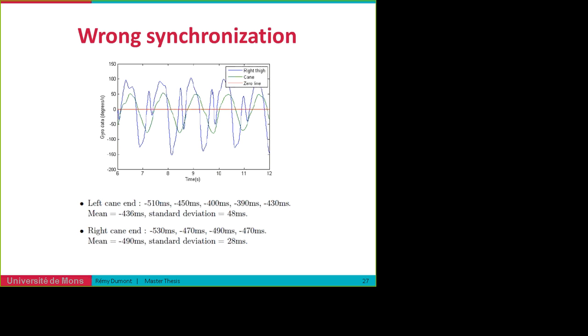For the second common mistake, it's the wrong synchronization. This mistake is to scan the right-hand side of the body when the right foot is leaning. This leads to a standard deviation which is not bad, so the error is consistent, but the mean is very important because it's equal to what it should be minus half of the stride cycle.